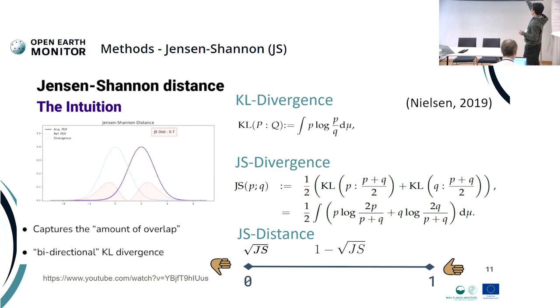And then, as the information is expressed in terms of bits, you can use the square root to have a metric bounded from 0 to 1. In our case, just for the purpose of interpretation, we say that the Jensen-Shannon distance is 1 minus the square root of the Jensen-Shannon divergence. Then we have a metric where 0 means that the distributions don't share any information, and 1 where the distributions share all the information, the same information.